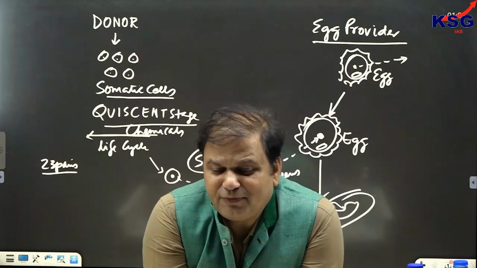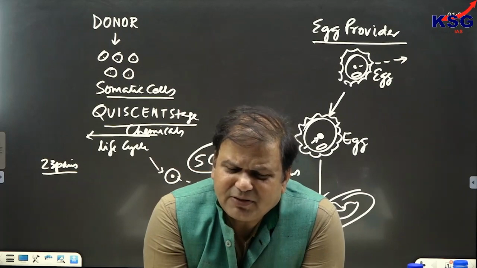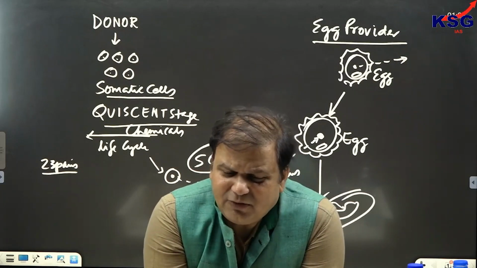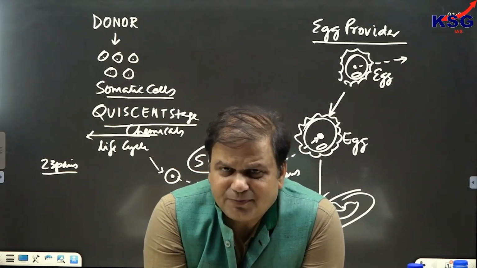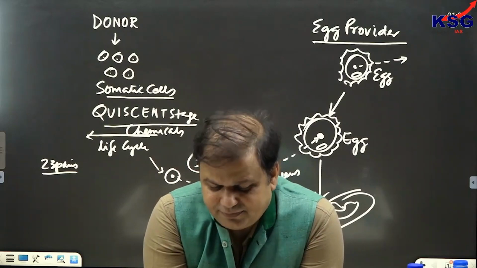Now we were responsible for reverting the somatic cells back in their life cycle. Why? Because all the earlier experiments of cloning which we conducted by directly transferring the nucleus from the somatic cell to the egg cell all resulted in failure. Why? Because the egg is in the initial phase of life.